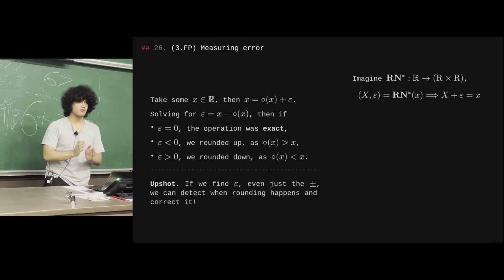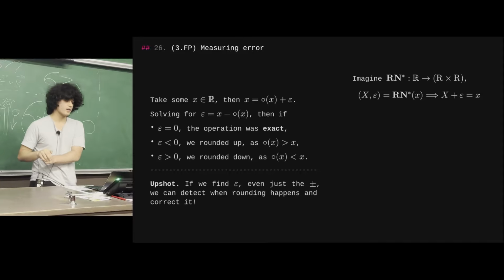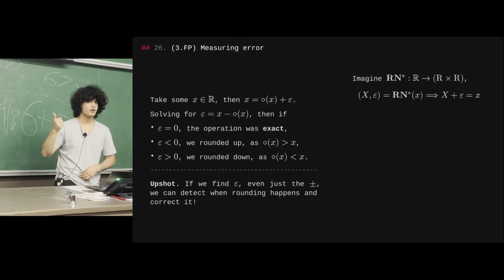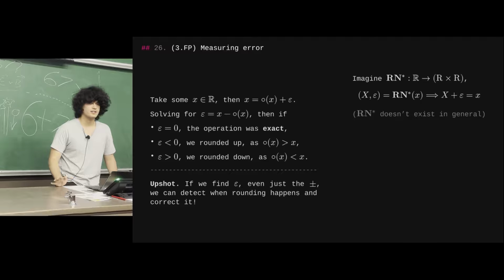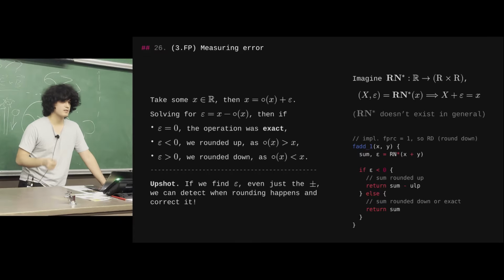It basically takes in a real number and then returns the rounded value plus the epsilon error, right? If you just sum them, you get back to the input. So rn star doesn't exist in general. It just doesn't exist in general. But let's imagine we had it, just for summing 2 numbers.